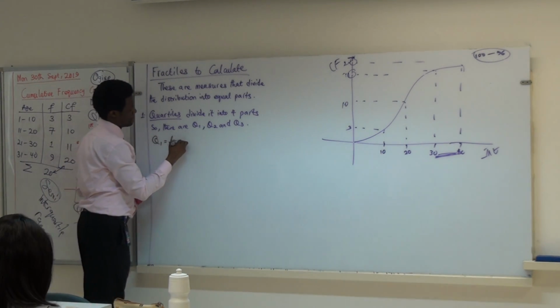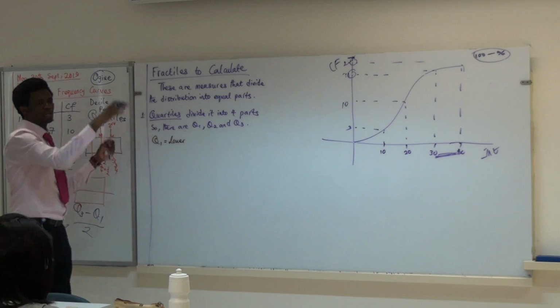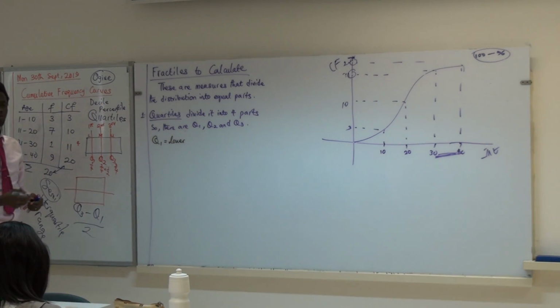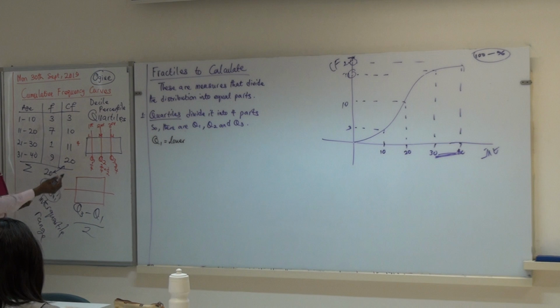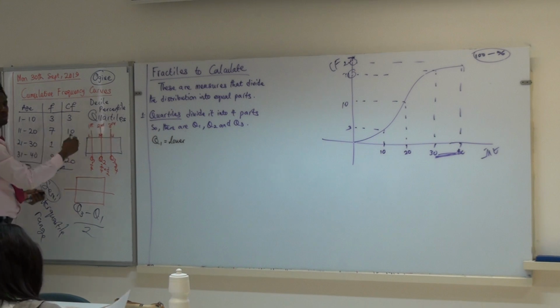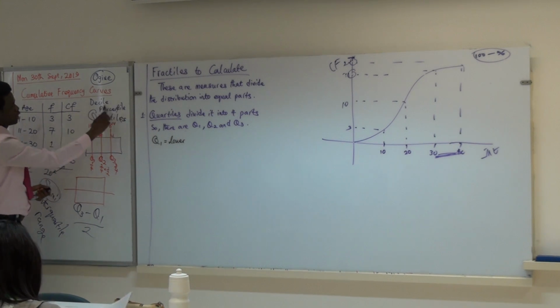So fractals are all of them. That's the general name. That is, if we put it in fraction form. Of course, what fraction is this? 4. This is tenths. No, 100. This is 10.